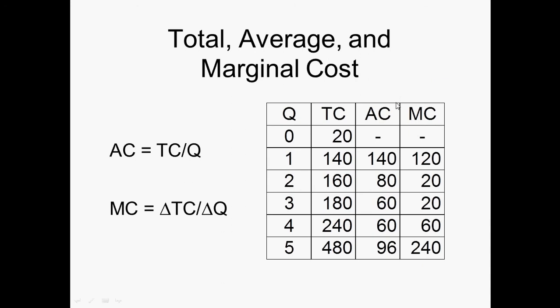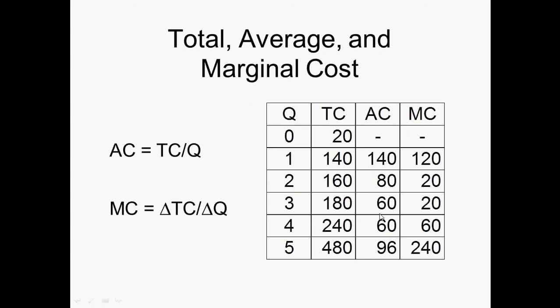Okay, we can think about cost in a similar way. So total cost, average cost, marginal cost. Now here again, if you take total cost divided by quantity, you get average cost. So 160 divided by 2 is 80, 180 divided by 3 is 60, 240 divided by 4 is 60, and so on. And then marginal cost is just the difference between that and that. So 140 minus 20 equals 20, 160 minus 140 equals 20, 180 minus 160 equals 20.